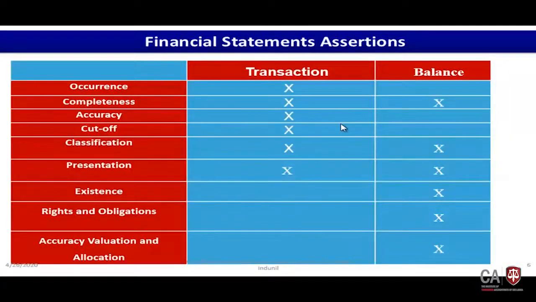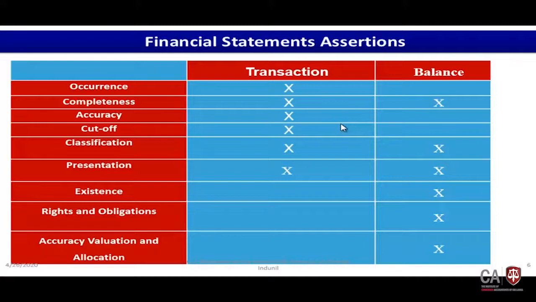Now I draw your main attention to transaction and balances in the exam. That's very important. There should be another column saying presentation and disclosure. For example, you will disclose only occurred transactions; disclosure is complete, accurate. Most of these assertions may be applicable to presentation, which you can go through.